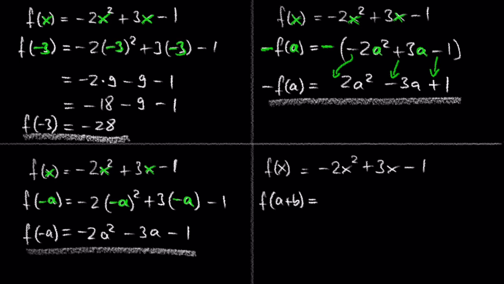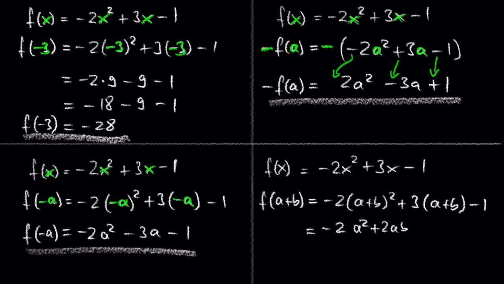The last example is also simple. We just have to plug in a plus b for x. So we can write f of a plus b equals negative 2 times a plus b squared plus 3 times a plus b minus 1. Recall that a plus b squared is a squared plus 2ab plus b squared. Don't forget the parentheses here. And with the distributive property, we get 3a plus 3b.